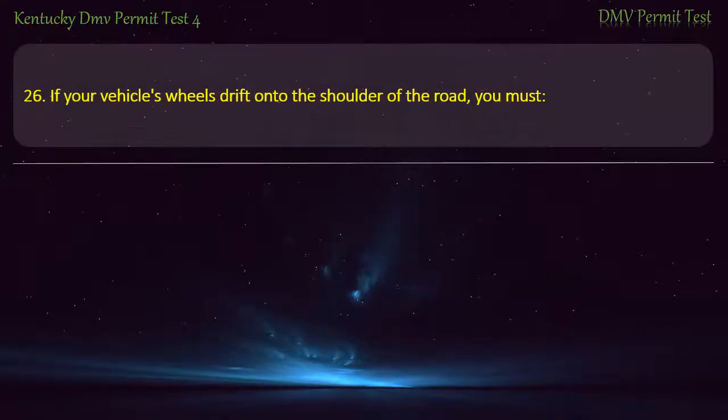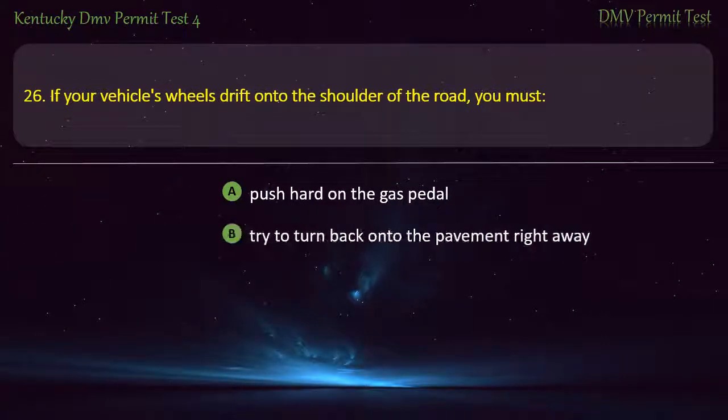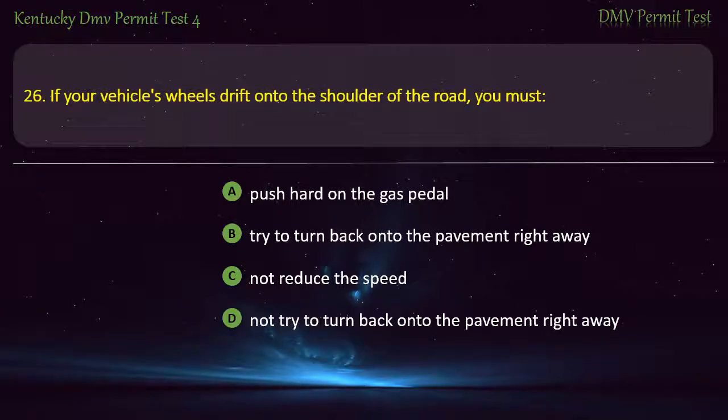Question 26. If your vehicle's wheels drift onto the shoulder of the road, you must push hard on the gas pedal. Try to turn back onto the pavement right away. Not reduce the speed. Not try to turn back onto the pavement right away. Answer. Not try to turn back onto the pavement right away.